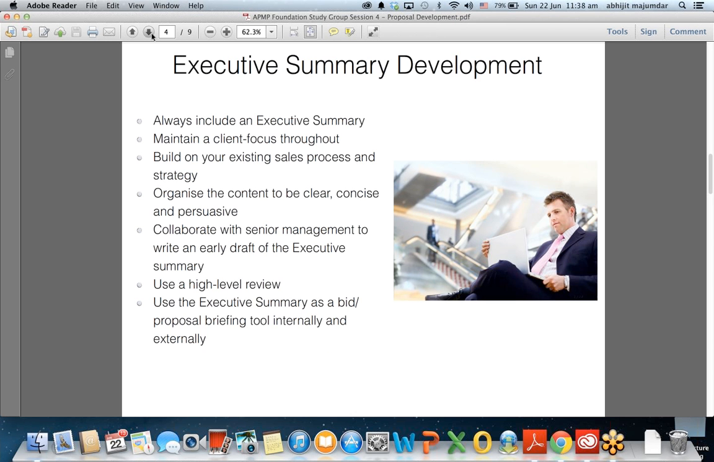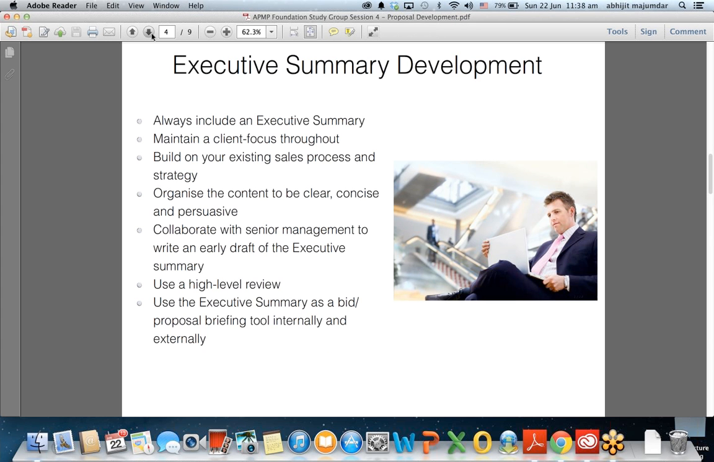You should develop the executive summary with the account manager or the capture manager, and use that draft executive summary to guide the further proposal development. And your executive summary has to have a client focus. Many of the executive summaries I have seen talk only about the organization, the organization's capabilities, the organization's experience, and all that.